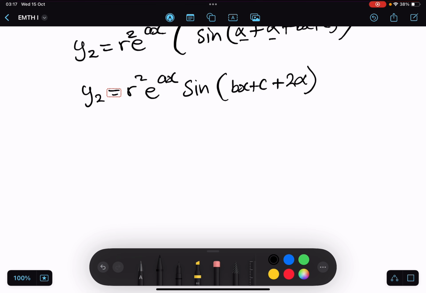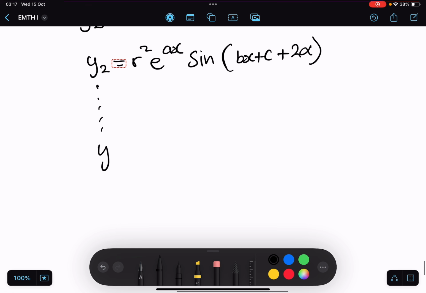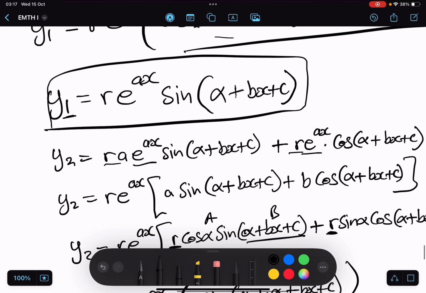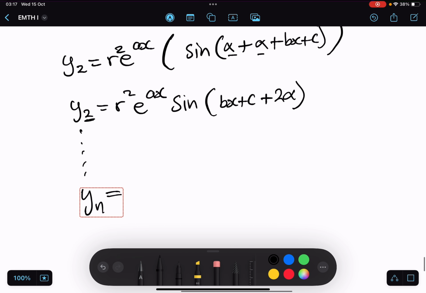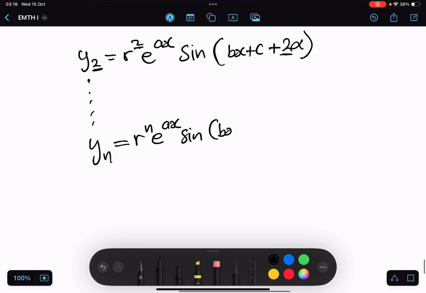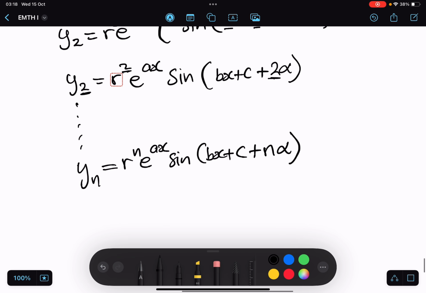So from here we can see that if you continue, you want to find yn, it's going to be what? If it's y1, the power of r is 1, right? And the coefficient of alpha is 1. If it's the second derivative, the power of r is 2, and the coefficient of alpha is 2, right? So we're going to have R^n e^(ax) sine (bx plus c plus n alpha).